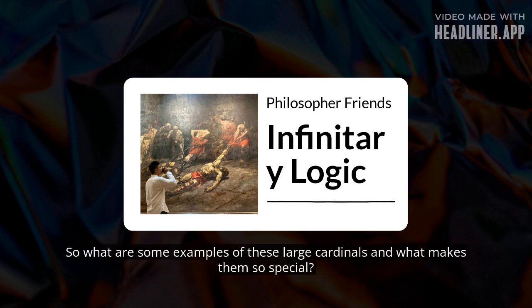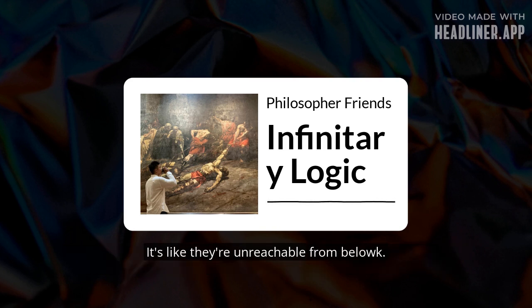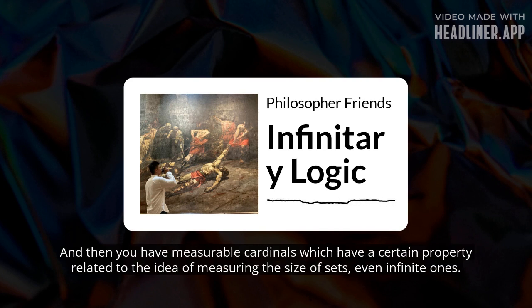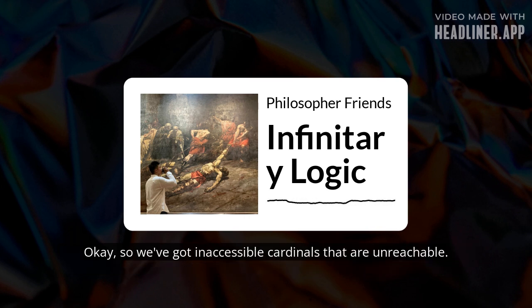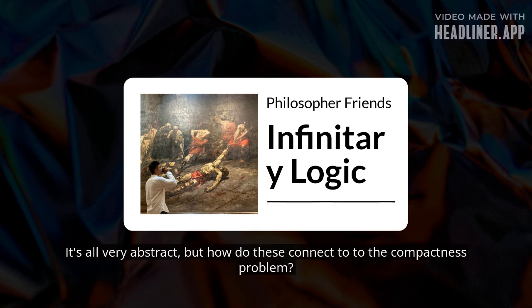Exactly. So what are some examples of these large cardinals, and what makes them so special? Some famous examples include inaccessible cardinals, which can't be reached by taking power sets or unions of smaller cardinals. It's like they're unreachable from below. And then you have measurable cardinals, which have a certain property related to the idea of measuring the size of sets, even infinite ones. So we've got inaccessible cardinals that are unreachable. We've got measurable cardinals that deal with measuring the unmeasurable. Right. It's all very abstract.